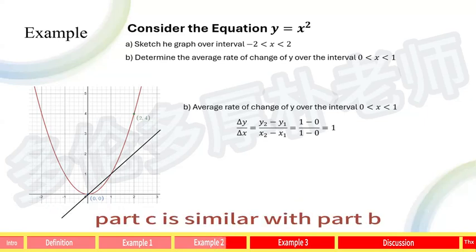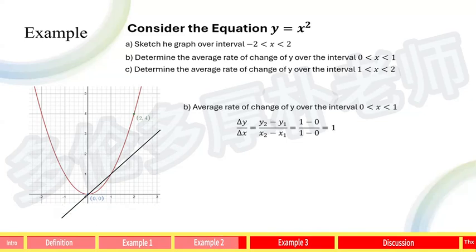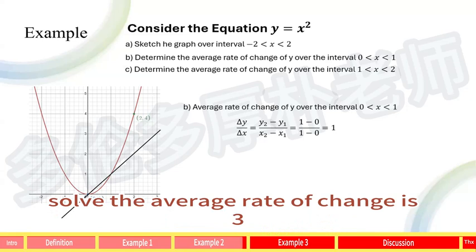Part C is similar to part B. They're looking for the average rate of change between 1 and 2. Same method. Solve for the average rate of change, which is 3.